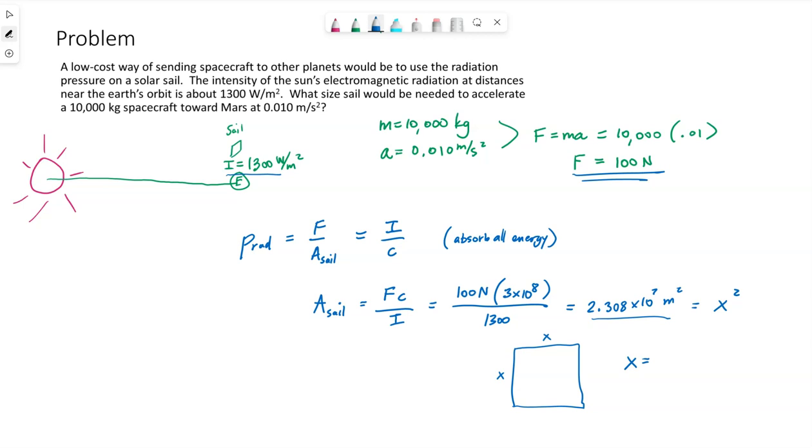So if this happened to be a square sail, oh wow, which we can't be this accurate. This would be approximately 4,800 meters on a side. So what, that's 48 football fields approximately on a side.